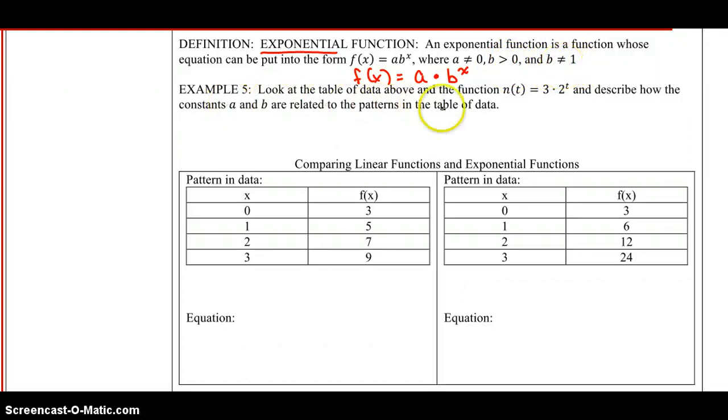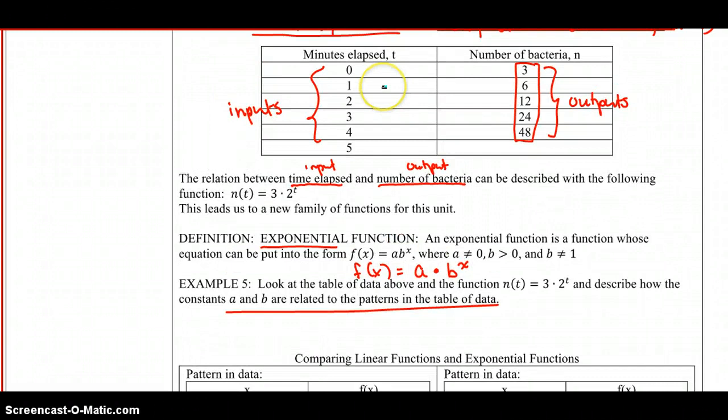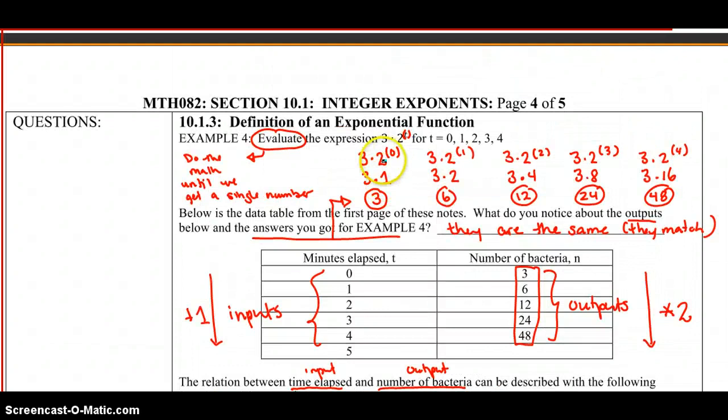Okay, so if we look at the table of data above, and the function n of t equals 3 times 2 to the t, describe how these constants a and b are related to the patterns in the table of data. Okay, so if we go back up to this table, we noticed on the first page that as we kept increasing our inputs by 1, our outputs over here kept being multiplied by 2. And we can see that here too. 2 to the 0 was 1, 2 to the first power was 2, it's doubled, and our answer doubled. And then here we had 2 squared, okay, so again it doubled again, and then 2 cubed, it doubled again, and so on.